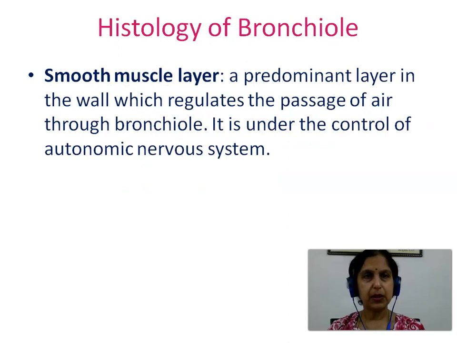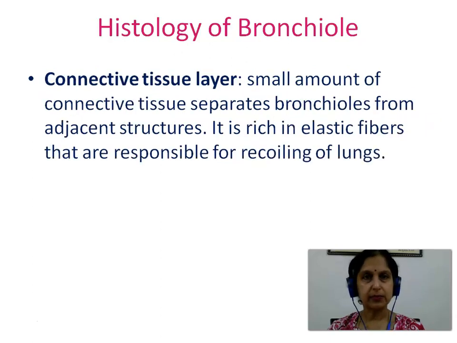Smooth muscle layer. It is the predominant layer in the wall, which regulates the passage of air through the bronchiole, and it is under the control of the autonomic nervous system. Lastly, we have the connective tissue layer. A small amount of connective tissue separates the bronchioles from the adjacent structures. It is rich in elastic fibers that are responsible for the recoiling of the lungs.